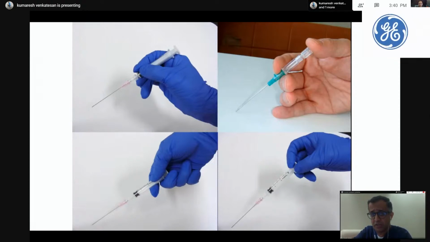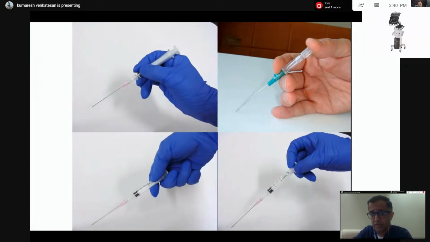And what I realized was that the force you apply to make the needle puncture and to advance the needle causes a lot of distortion of the image in the ultrasound machine.